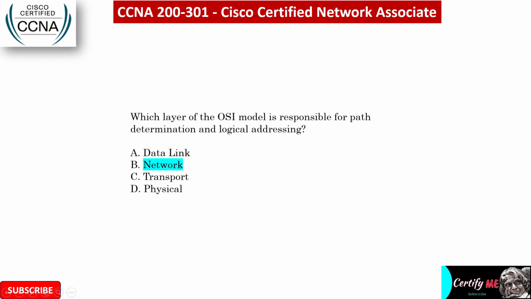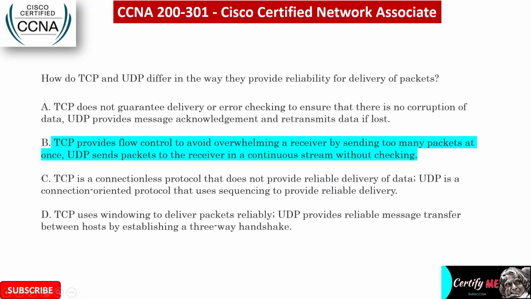How do TCP and UDP differ in the way they provide reliability for delivery of packets? Option A. TCP does not guarantee delivery or error checking to ensure that there is no corruption of data. UDP provides message acknowledgement and retransmits data if lost. Option B. TCP provides flow control to avoid overwhelming a receiver by sending too many packets at once. UDP sends packets to the receiver in a continuous stream without checking.